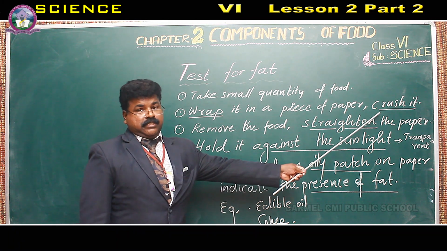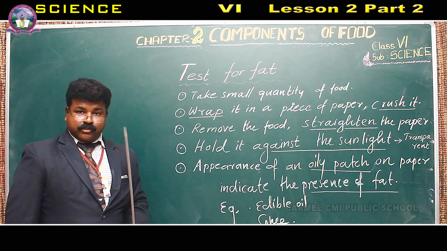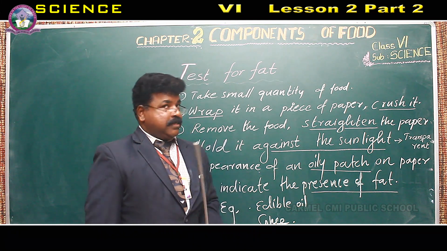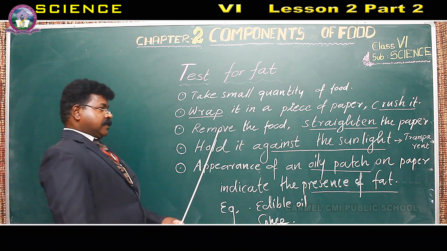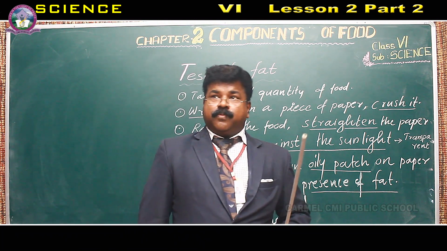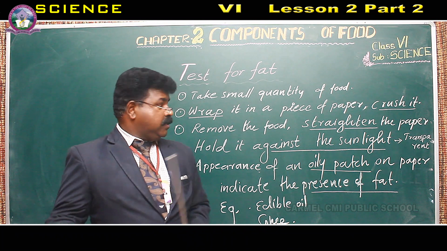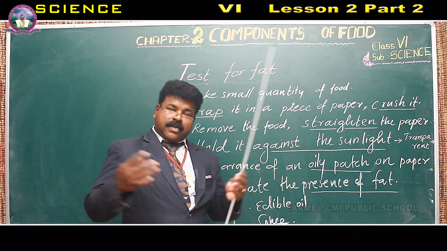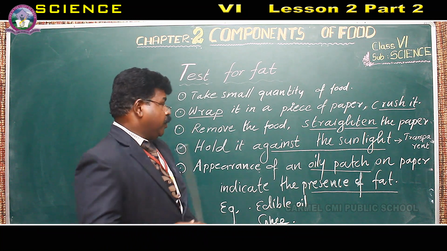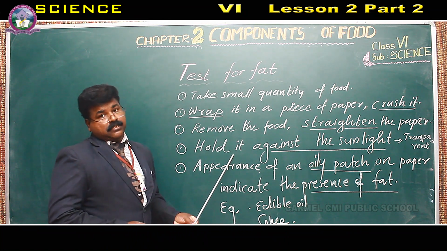Then crush it. While crushing, you should see that the paper should not be torn. That is a caution you have to take. Then the third point, remove the food. After crushing, the food material should be removed from the paper. Then straighten the paper. After straightening the paper, you need to keep it against the sunlight.